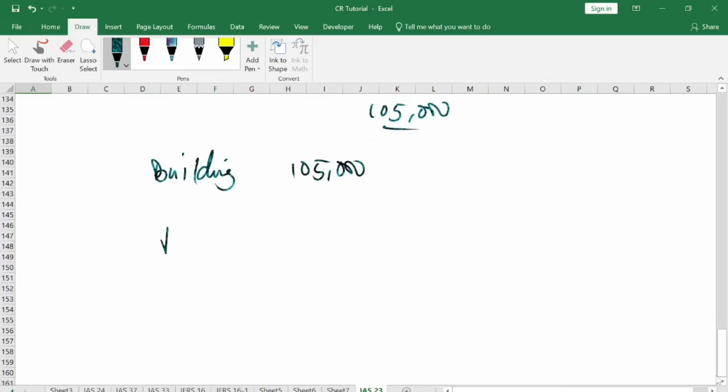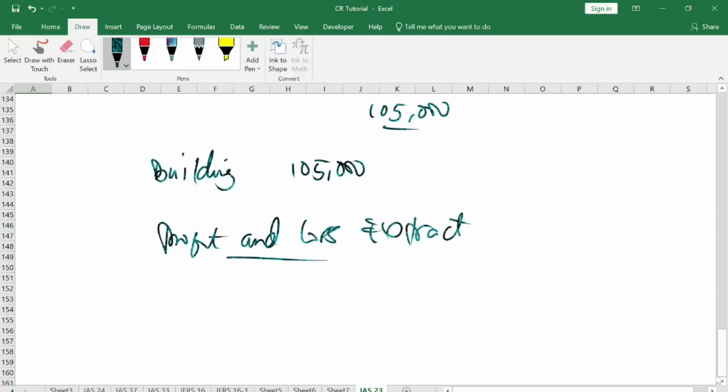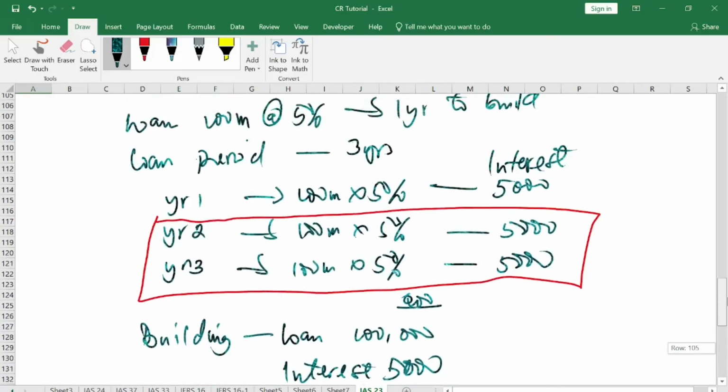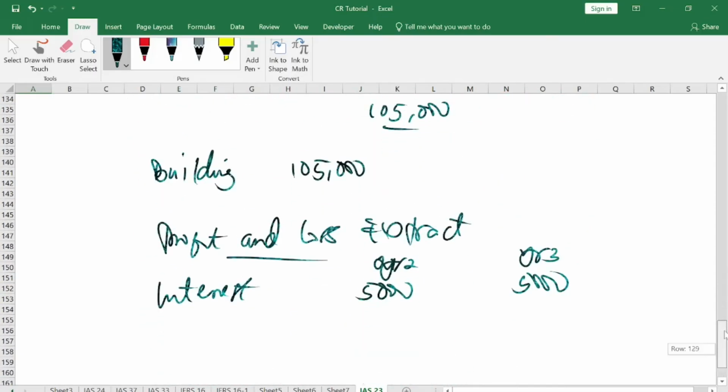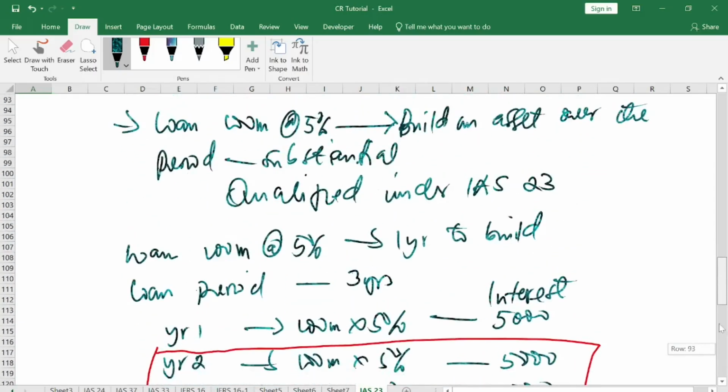You take it to profit and loss account. So you go and then expense it. So you realize your interest. So year 2, and then year 3, you expense all those interest in your profit and loss account. All right. So this is what we call the qualifying assets.